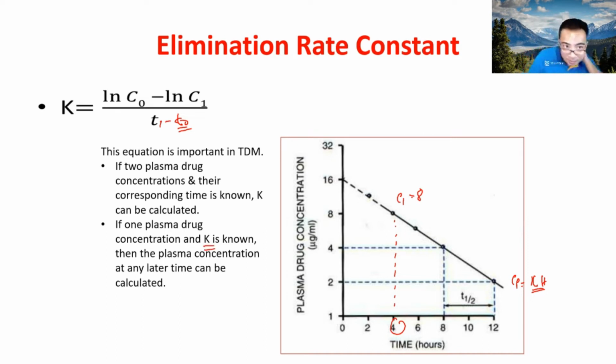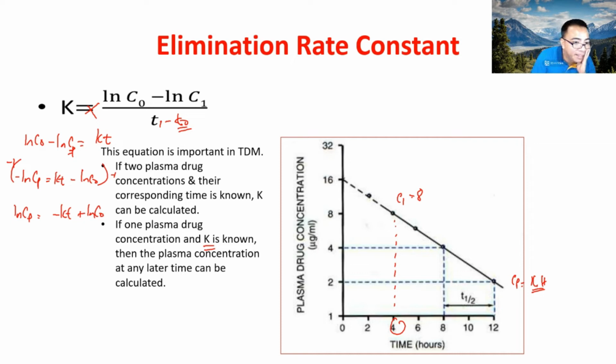Okay, how do I do that? So, obviously, class, you just have to transpose the formula. Okay? So, transpose natin to. Ang lalabas is ln C sub 0 minus ln C sub 1 equals K times T. Then, gusto ko dito is C lang, CP, or plasma concentration at any given time. So, therefore, that's negative ln CP equals KT minus ln C sub 0. So, tanggalin natin yung negative sign. Multiply both sides by negative 1. You get ln CP equals negative KT plus ln C sub 0. Ay, ano ba? Tama. ln C sub 0 pa pala ito.